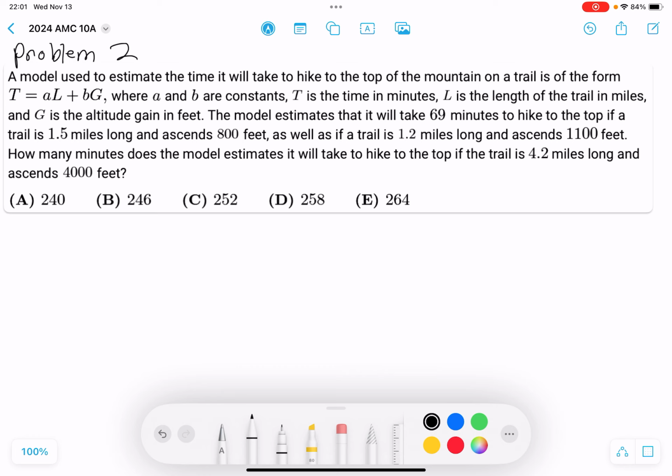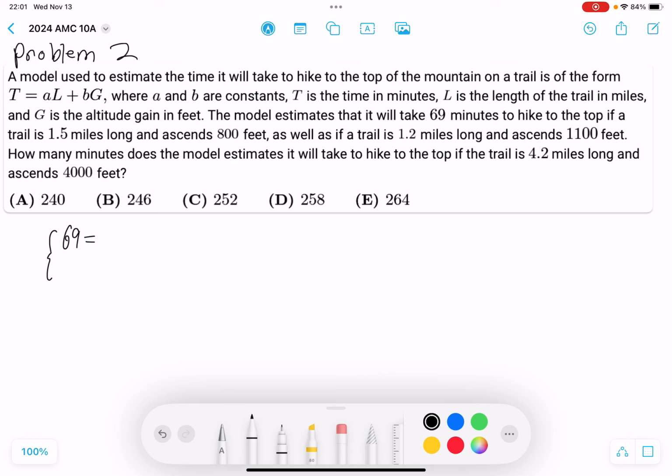So this is a model that T equals AL plus BG. A and B are constants, so A and B don't change, right? So we can ignore those first. T is the time in minutes. Right now T is 69 minutes. So we have two equations, right? Because there are two sentences about the actual numbers.